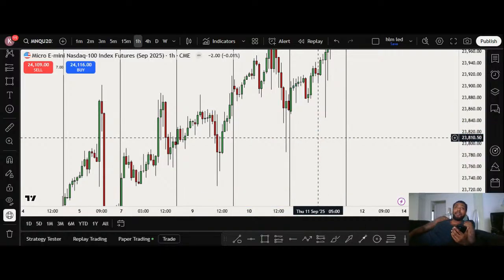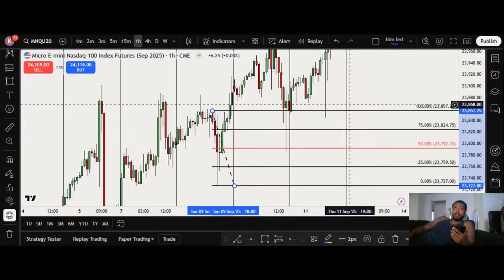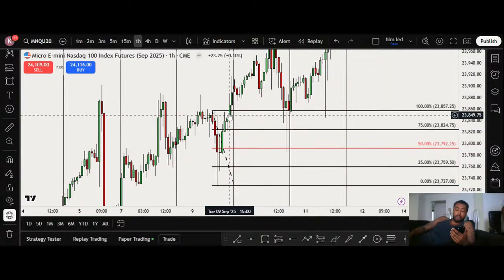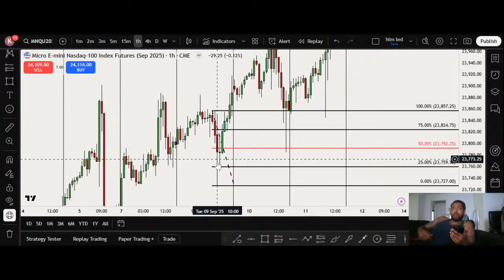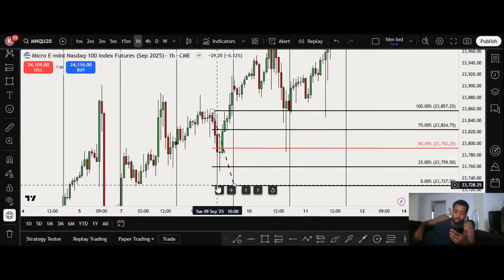Let me actually draw a fib for y'all around that, show y'all what's going on. I'll do it backwards. It's cool. 50% still right there either way. So boom, if you draw this whole order block right here, this series of down close candles, because that's really what you're supposed to draw if you're drawing an order block.